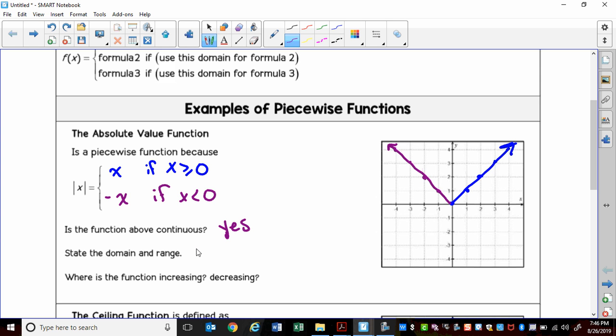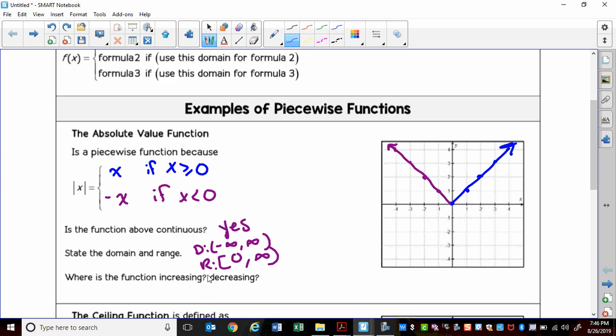State the domain and range. The domain is going to be from negative infinity to positive infinity. The range is never going to be negative, so it starts at 0, and actually we can include 0. And it's going to go only up, up, up, up, so it's going to go all the way to infinity.